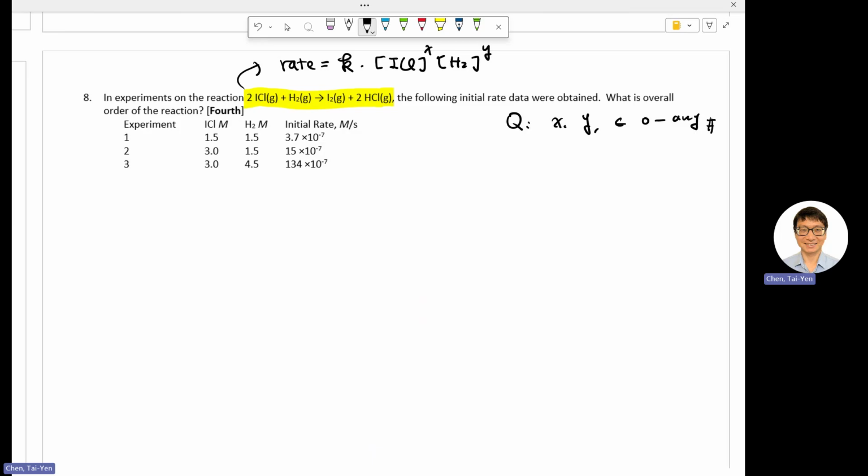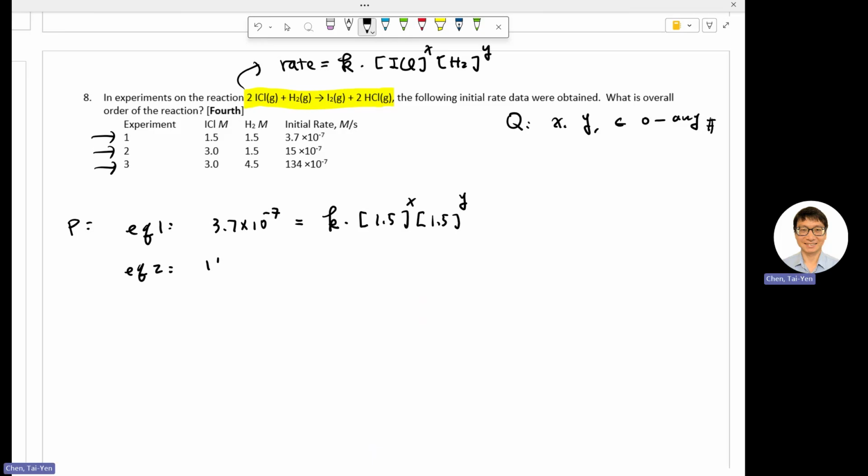The way you do it is you write out the rate law based on the given data. For the first one, you write out the initial rate: 3.7 times 10 to the negative 7 equals rate constant K times the ICl concentration, in this case 1.5 to the X power, times the H2 concentration, 1.5 to the Y power. That's how you write your first equation. And you repeat the same process for equations 2 and 3.